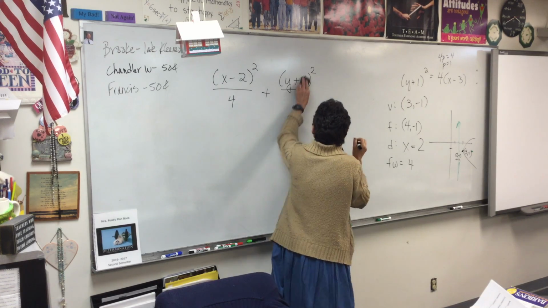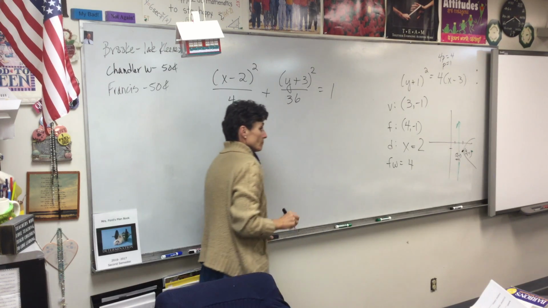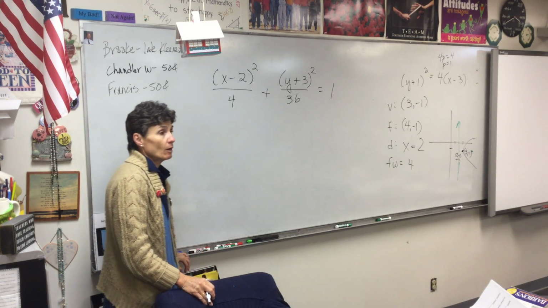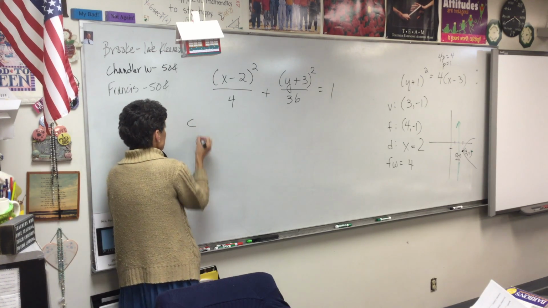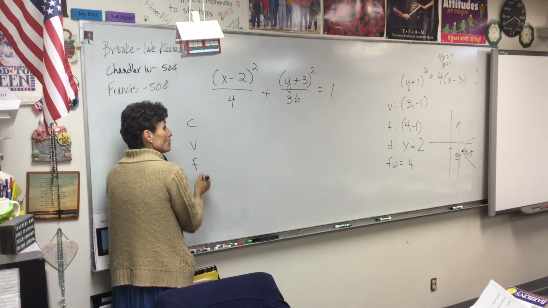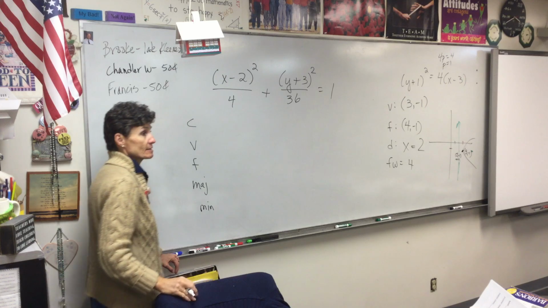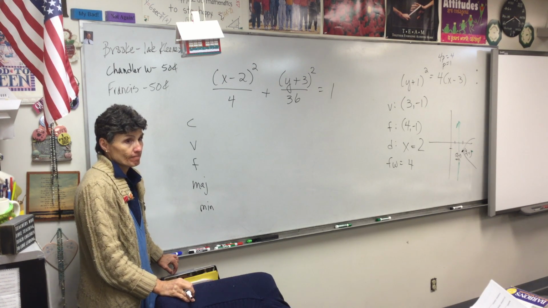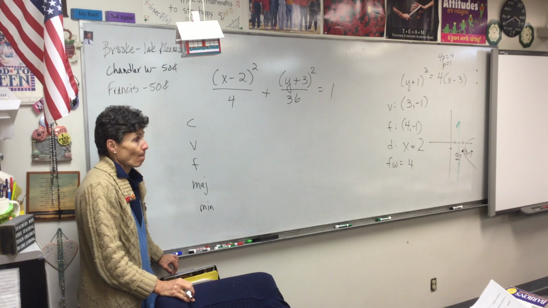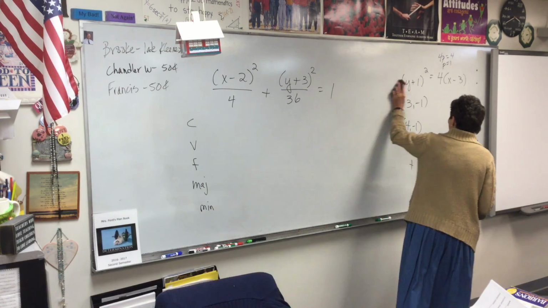Oh, let's make that smaller. All right, here we go. 5 things for this one. We need to find the center, the vertices, the foci, the major axis, and the minor axis. Okay? So here we go. Tell me what you know about this guy.